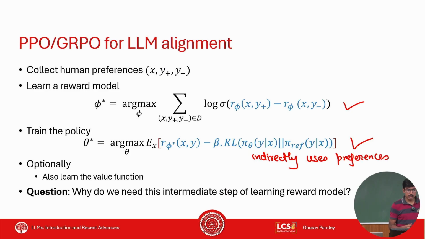So the question asked by the authors of the DPO paper is: do we need this intermediate step of learning a reward model from the preferences, or can we remove this reward model learning step altogether? And that's what we will try to do. We'll try to remove the reward model learning step and directly train the policy on top of the preferences.